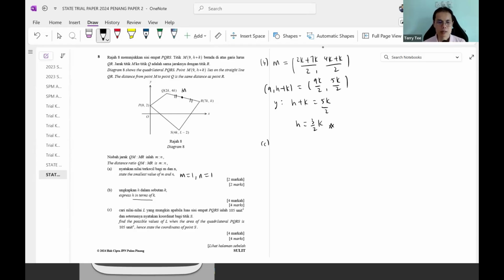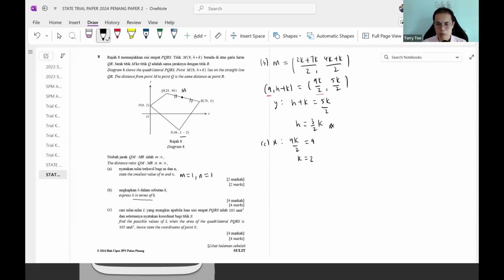All right, next, find the possible values of L when the area of quadrilateral is 105. Hence, state the coordinate of point S. Okay, now, this asks for the possible value of L, where L minus 2 is the Y coordinate of point S. You need to find the value K. So I'm going to compare the X coordinate of my midpoint here. We know that 9K over 2 is 9, K is 2.